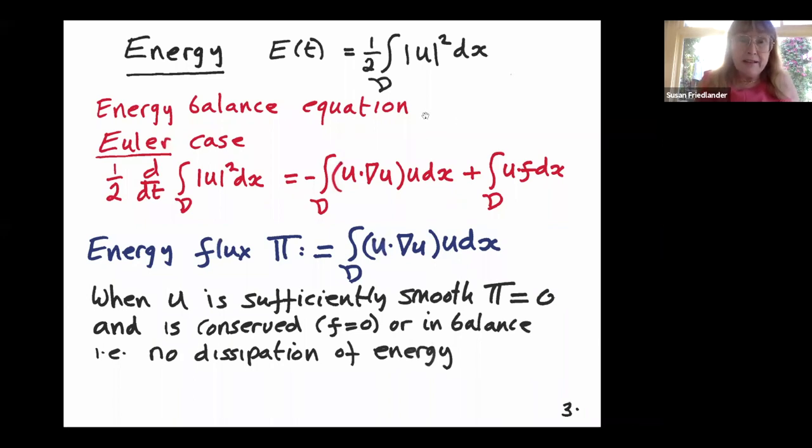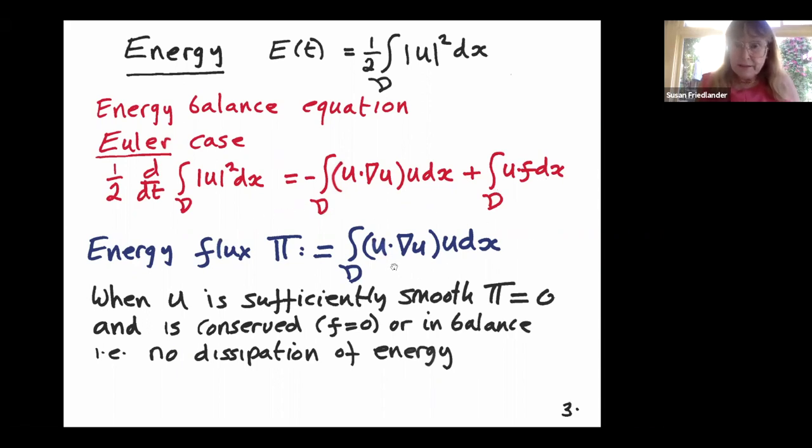The energy balance equation: for the Euler equation, we pair it with U and integrate over space, and we get the energy balance equation. The time rate of change of the energy is equal to a term that's coming from the nonlinearity in the Euler equation. So the nonlinearity is this U dot grad U term. We've now paired it with U, so we've got a trilinear term here integrated over space. And then if there's a forcing term, we have the contribution of forcing here too.